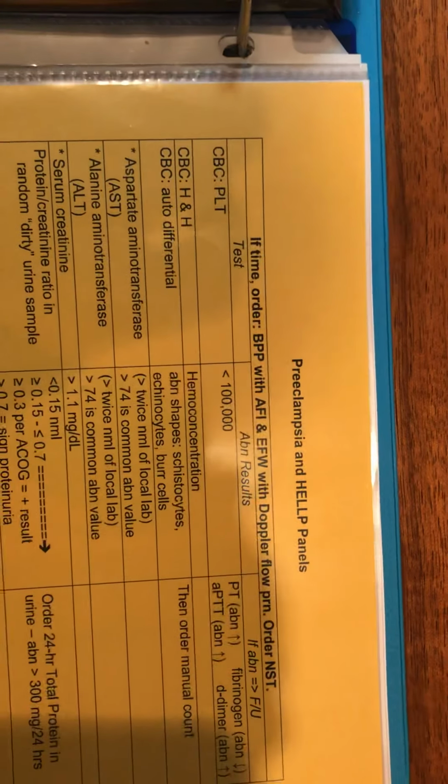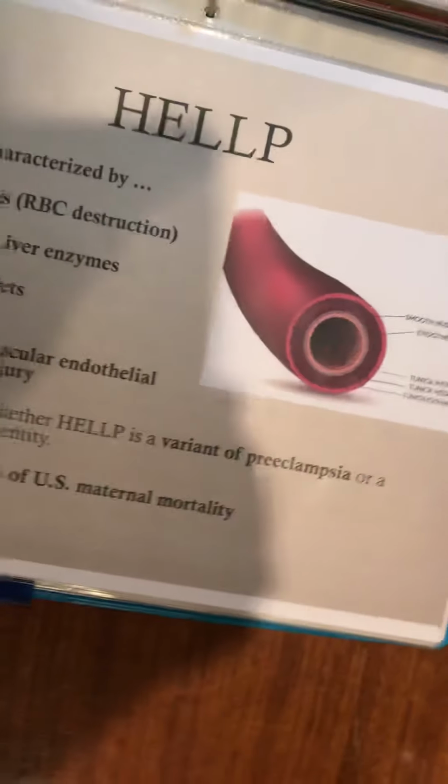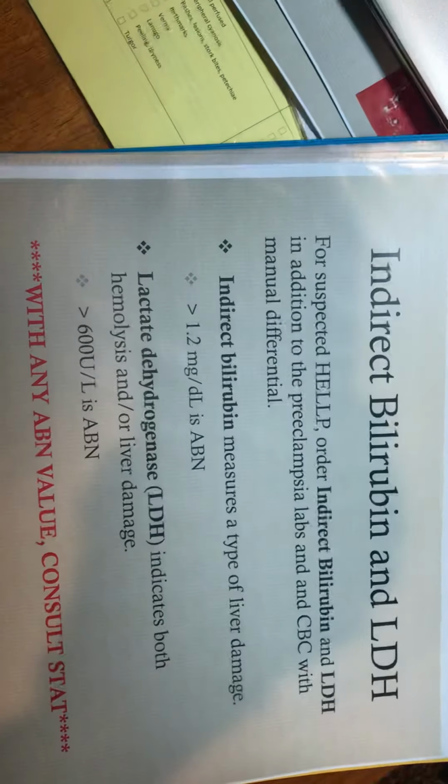And then I have preeclampsia and HELLP panels and what those would look like. Your slide on HELLP. There we go. And then we have urinalysis interpretation, 3 pages of that. And that's it for that section right now, but I honestly will probably add to that slightly.